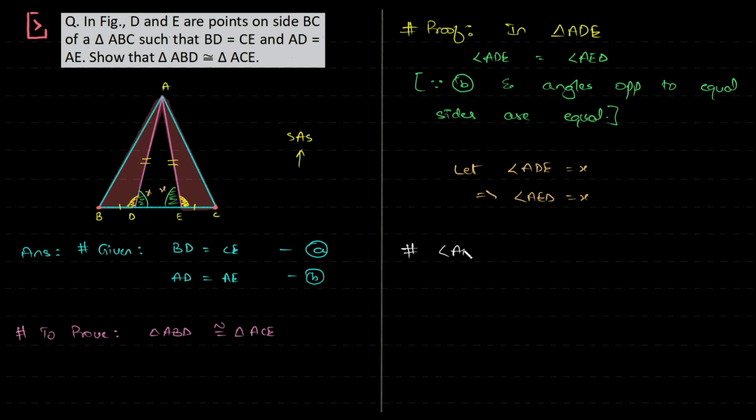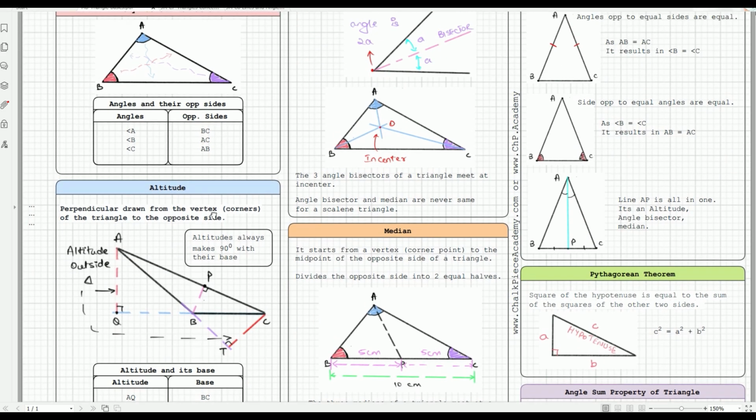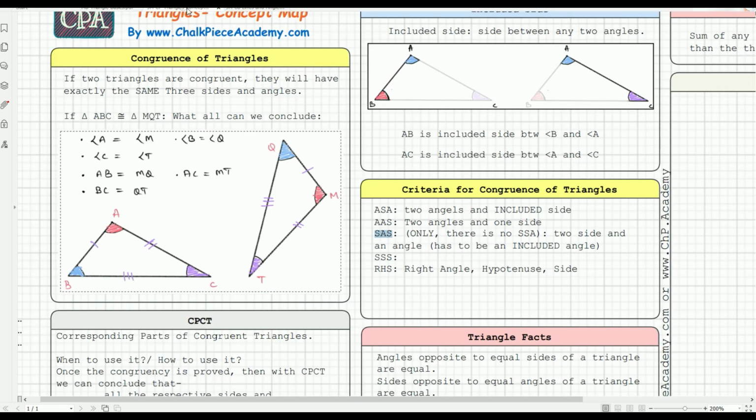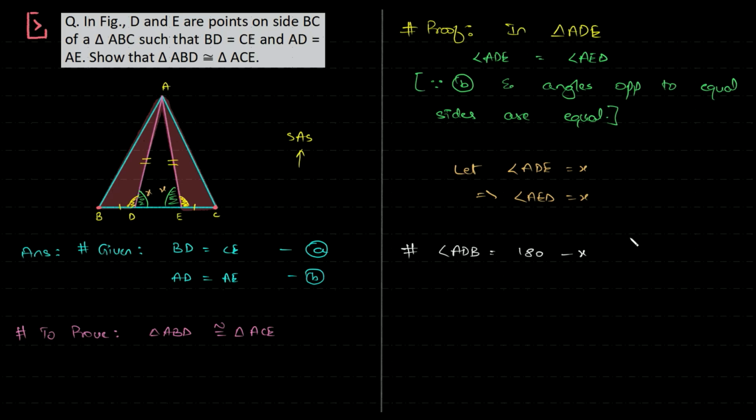So angle ADB is equal to 180 degrees minus X. Why is that? Can you think about it? The clue is somewhere over here. Yes, angles on a straight line, linear pair. Since they're talking about two angles, we can use this single word, linear pair.